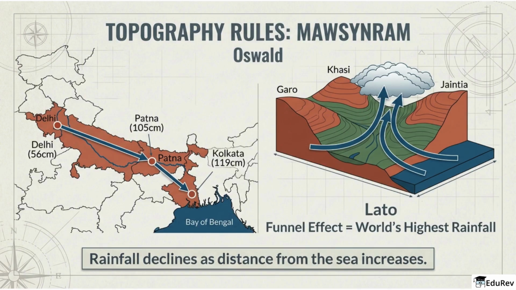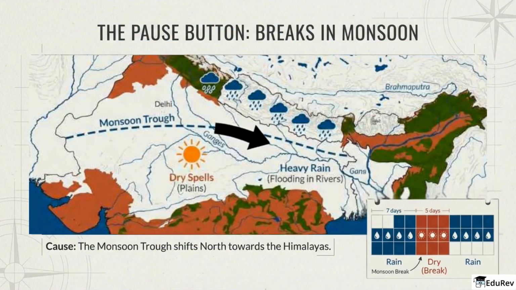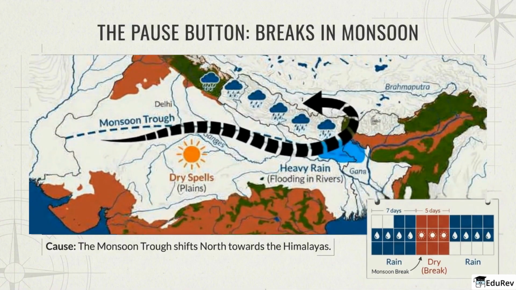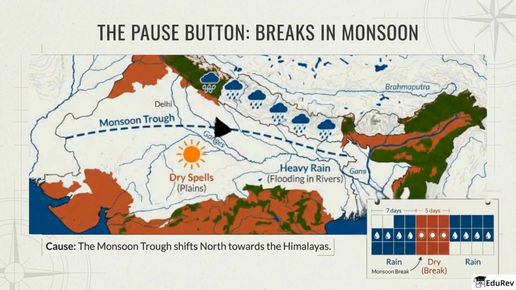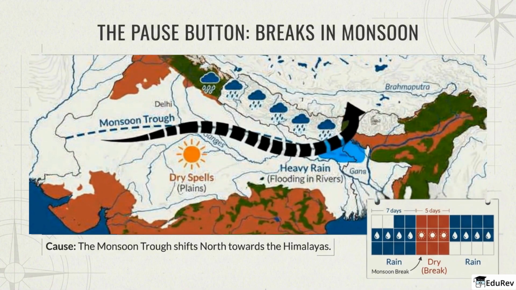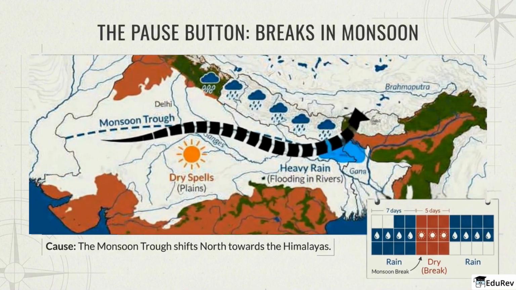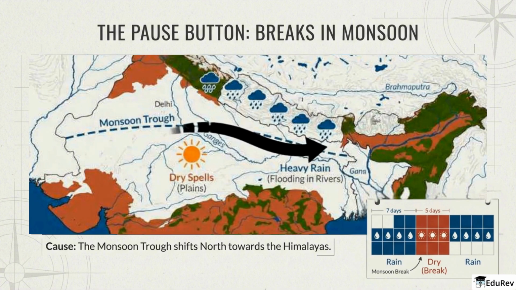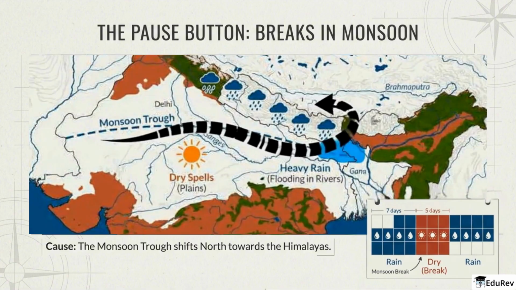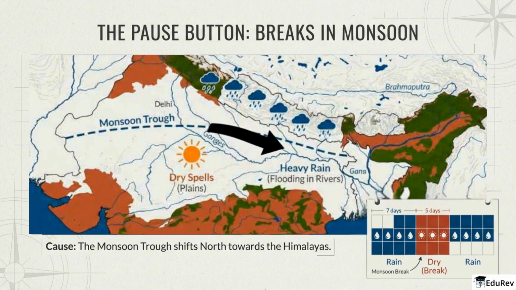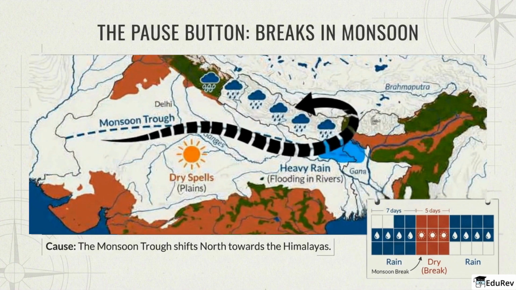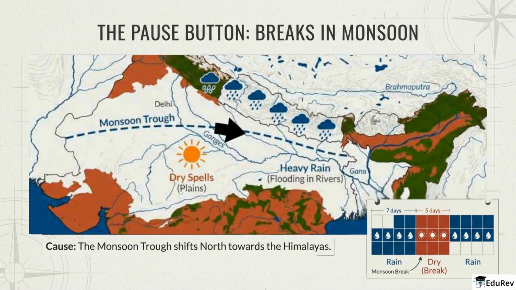Now, even this rainfall is not steady. Monsoon has breaks. The monsoon trough, an elongated low-pressure belt across North India, controls rainfall. When it shifts northward toward the Himalayas, plains experience dry spells. The Himalayas receive intense rain. This explains alternating wet and dry cycles during the season. Understanding this helps explain floods in foothill regions and dry spells in central plains within the same monsoon.